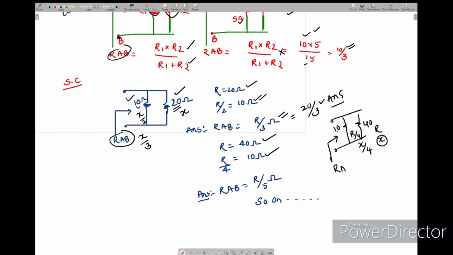So finally what we get here across AB is 40 divided by 5. We can prove it also: 40 into 10 divided by 50. So we got 40 by 5, which is 8. Here also 8. By using this formula or by using this shortcut, we will find the equivalent resistance. This is all about finding the equivalent resistance. Now we will see one problem based on this.